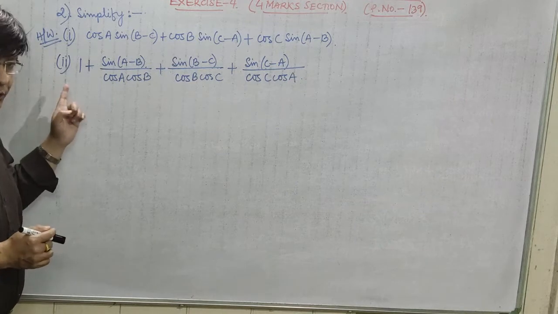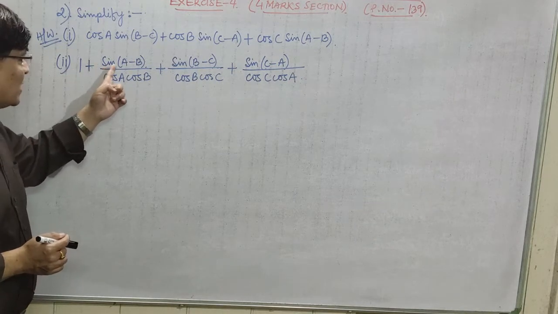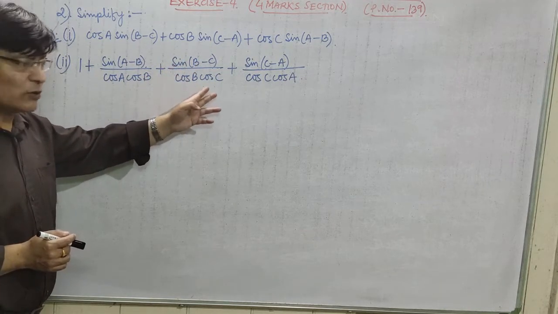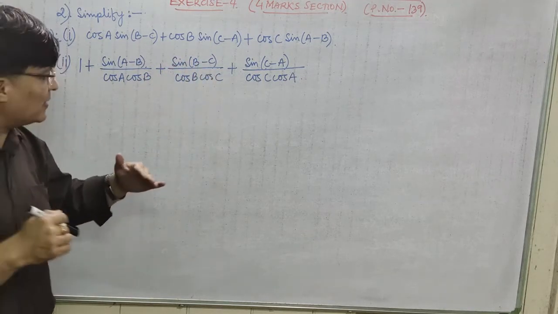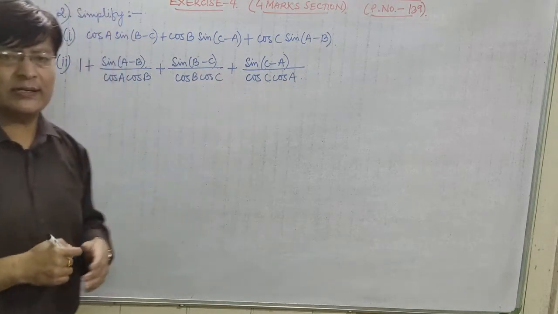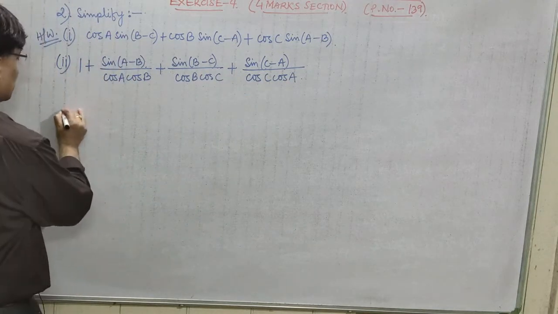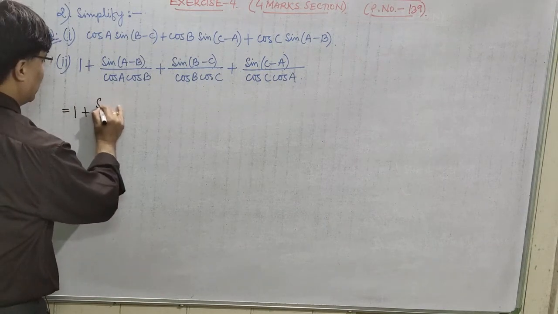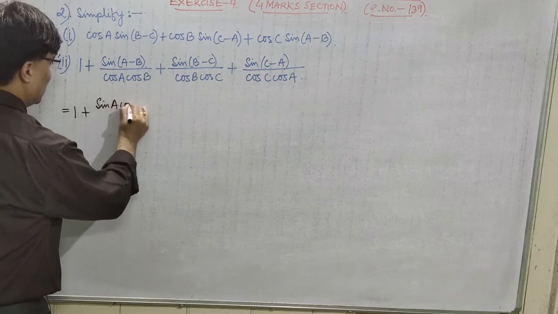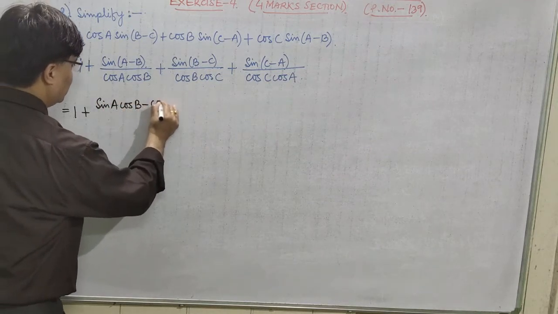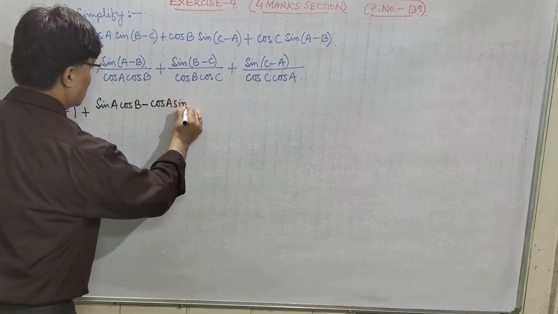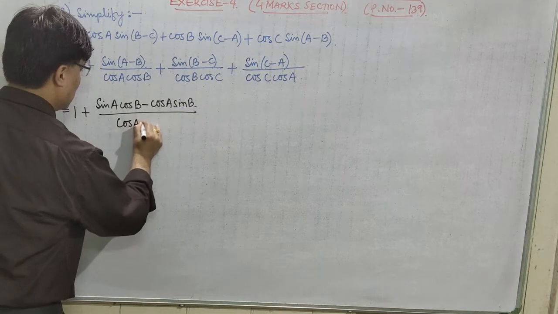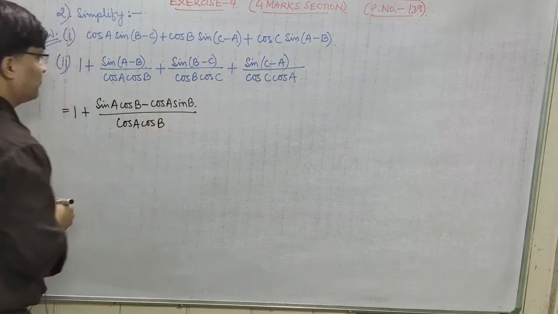Okay, so let's do this question number 2. So let us simplify this question. 1 plus sine of a minus b divided by cos a cos b plus sine of b minus c divided by cos b cos c plus sine of c minus a divided by cos c cos a. So let us simplify it. So which is equal to, let us write 1 as it is, plus what is sine of a minus b? Formula sine a cos b minus cos a sine b divided by cos a cos b.